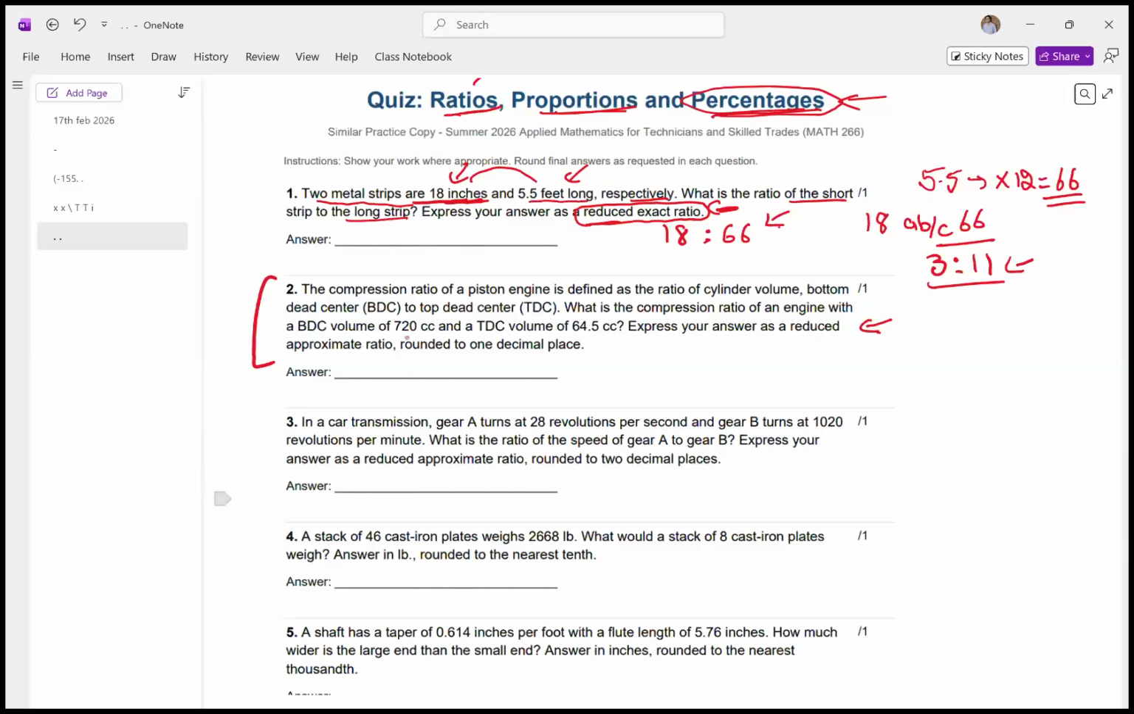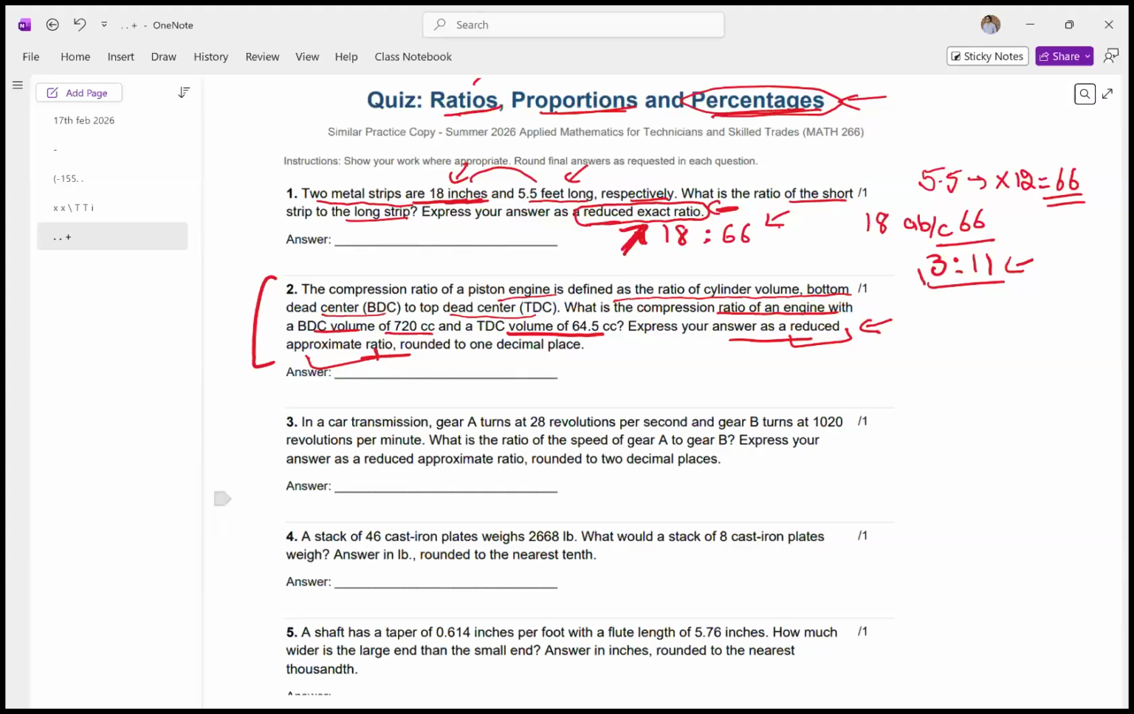So here we are given: the compression ratio of a piston engine is defined as the ratio of the cylinder volume at bottom dead center to the top dead center. What is the compression ratio of the engine with a BDC volume of 720 to a TDC volume of 64.5 cc? Express your answer in the reduced approximate ratio form. So what does it say? Reduced approximate ratio form. And this was the reduced exact.